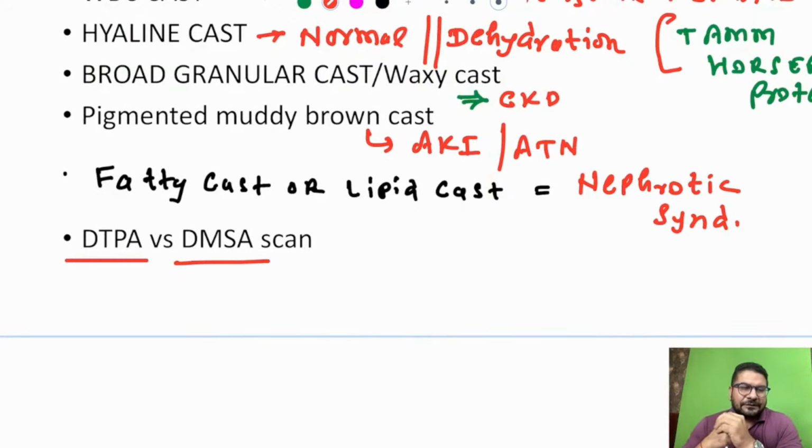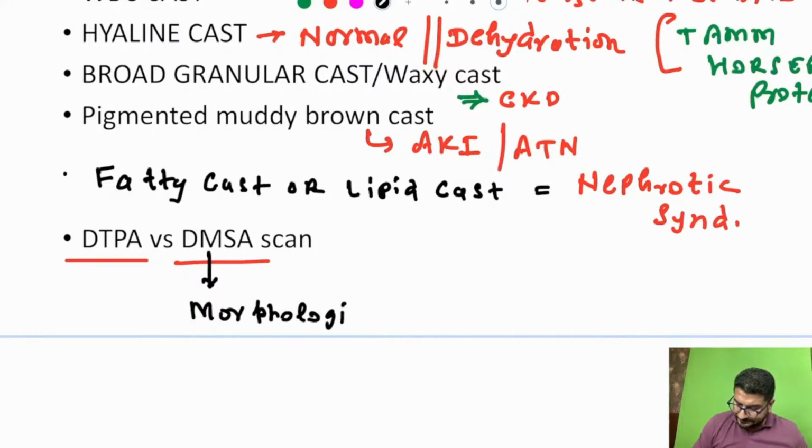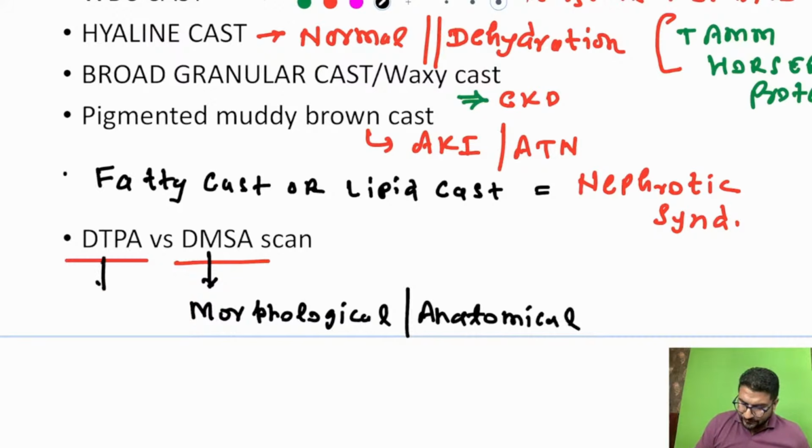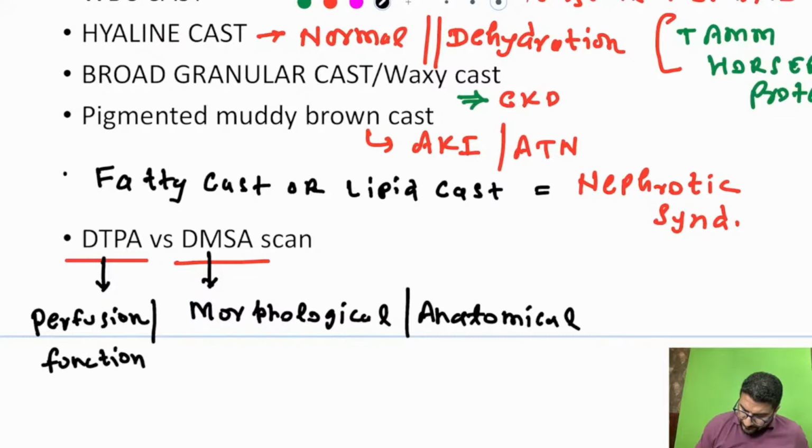इसके बाद अगर आपको किडनी डिसीज को देखना है, if you want to see some morphological defect, means किडनी की morphology या anatomy में कोई प्रॉब्लम है, then what we do? Then you will do a scan. This scan means morphological defect or anatomical defect. For this we have the DMSA scan. But if you want to see kidney function, if you want to know about kidney perfusion defect, or I can say functional defect, so for functional defect we have the DTPA scan. Done?